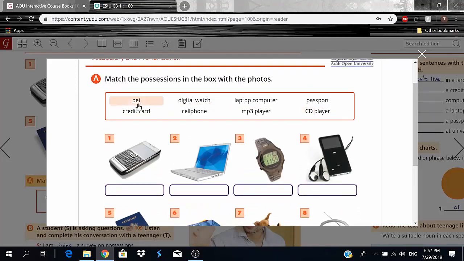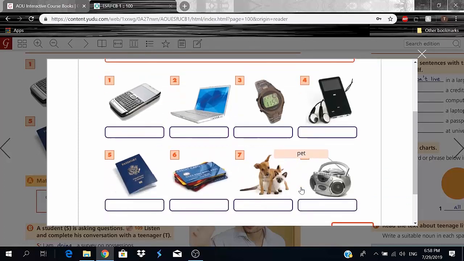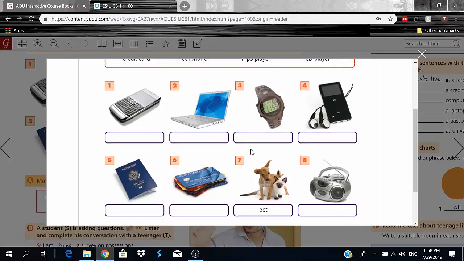So we have pet, digital watch, laptop computer, passport, credit card, cell phone, MP3 player, CD player, okay? So first word, pet. What does a pet mean? A pet is an animal that you take home and treat it as your own. I just pulled that out of my mind. I swear to God, I did not prepare for this. Okay, so pet will be right here. Okay, so you see a lot of people have pet cats and pet dogs and pet rabbits and such. Okay, that's what it means.